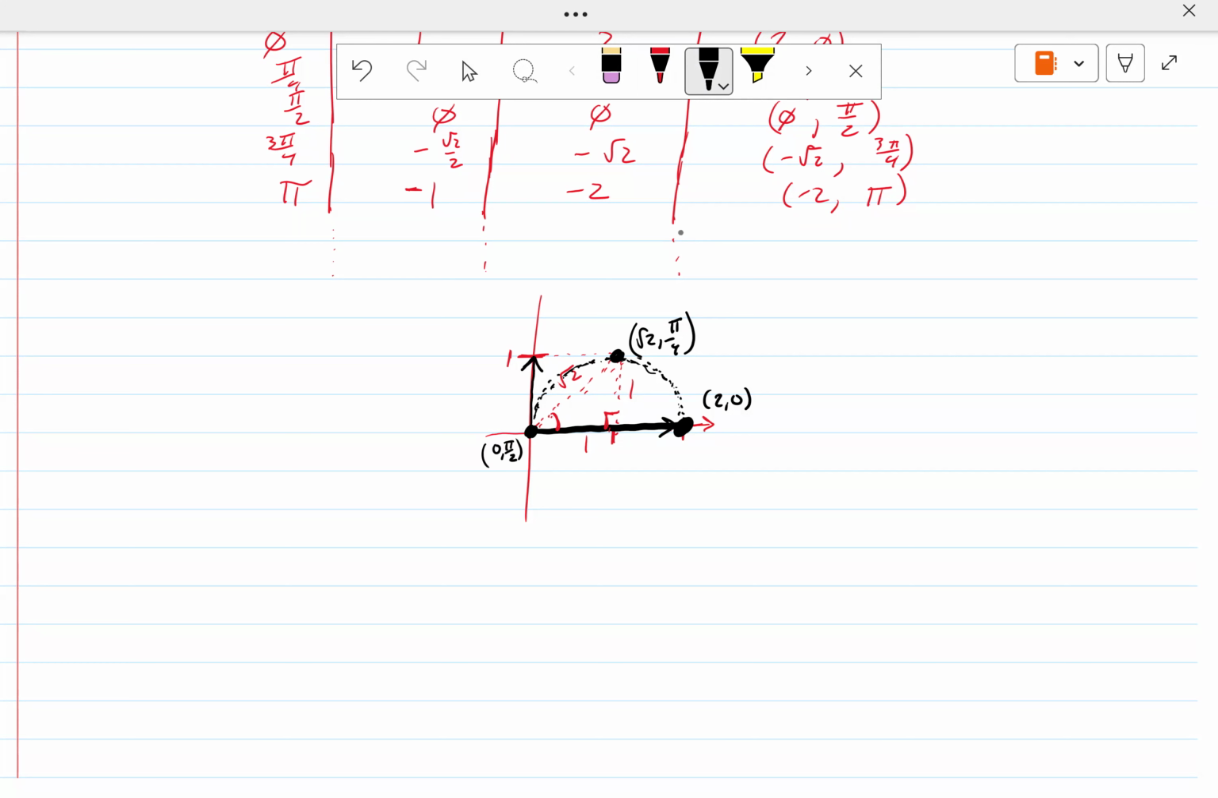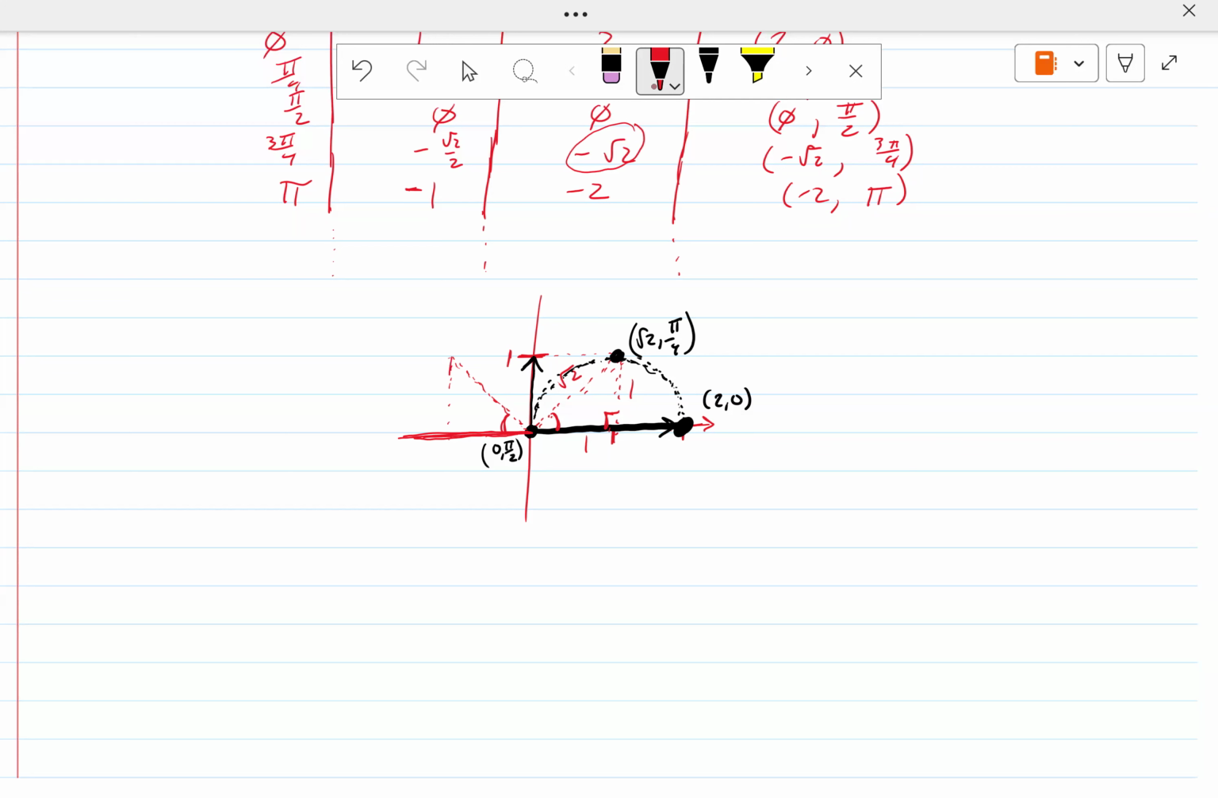Okay, now we're going to say, well, what happens at 3 pi over 4? Well, where is 3 pi over 4 located? It's over here, where this angle is now 45 degrees. Maybe I'll extend this out a little bit more. But it tells me that the radius is not positive, it's negative. So what does it mean for the radius to be negative?